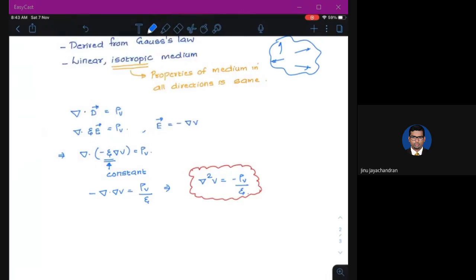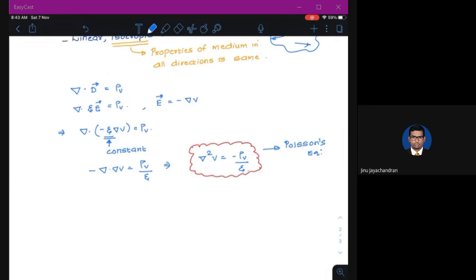Although the derivation is very simple, it can be used in deriving many things. So this is called Poisson's equation. Okay, now here we have assumed one thing. The value of epsilon is the same in all parts of the medium, or we say this is a homogeneous medium, which might not be correct in all cases.